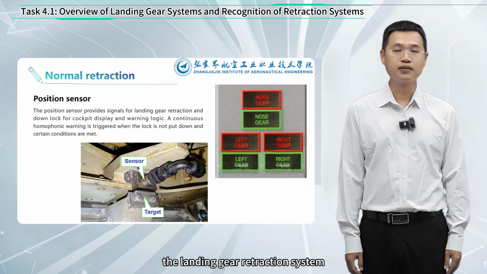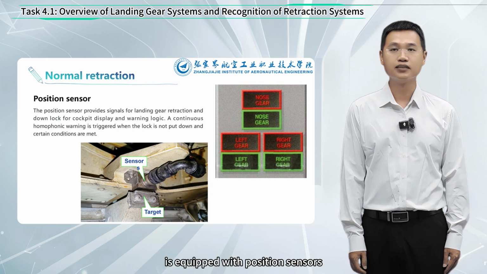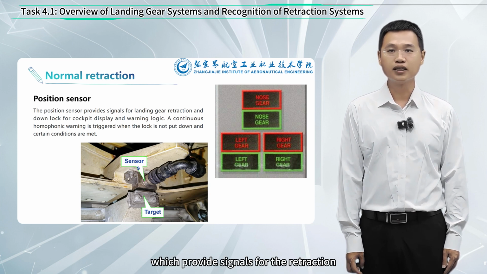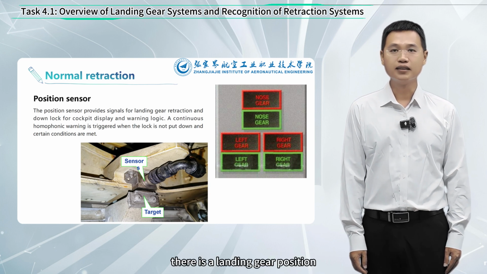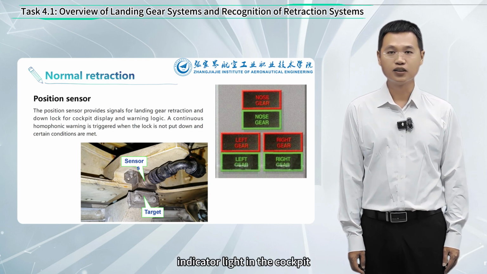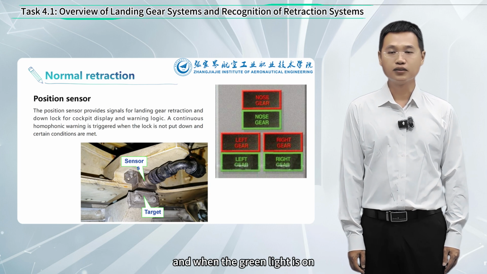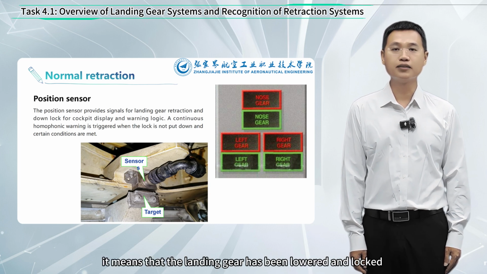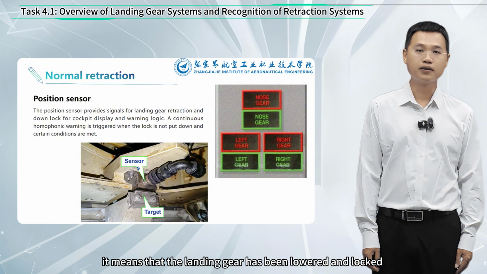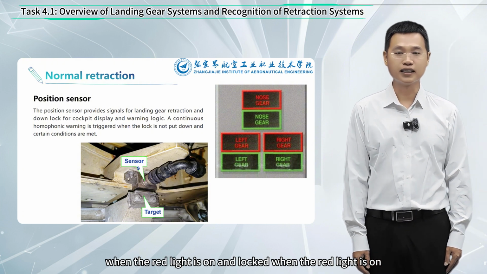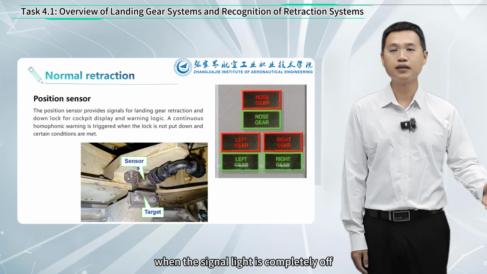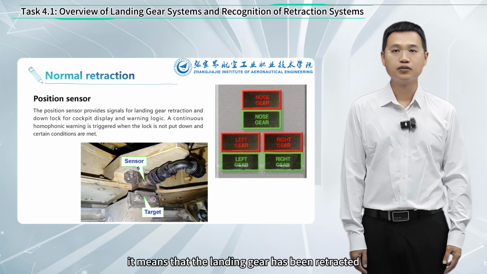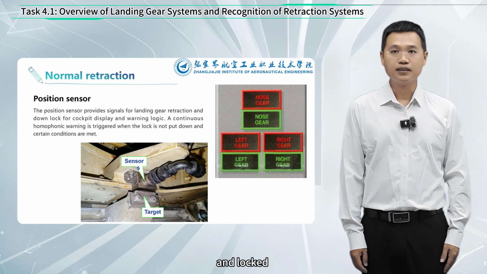The landing gear retraction system is equipped with position sensors which provide signals for the retraction and extension of the landing gear. There is a landing gear position indicator light in the cockpit. When the green light is on, it means that the landing gear has been lowered and locked. When the red light is on, it means that the landing gear is retracting. When the signal light is completely off, it means that the landing gear has been retracted and locked.